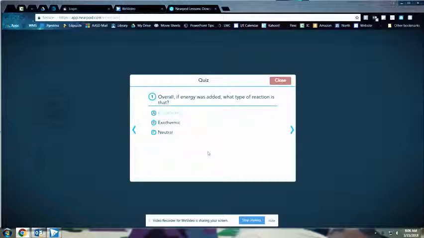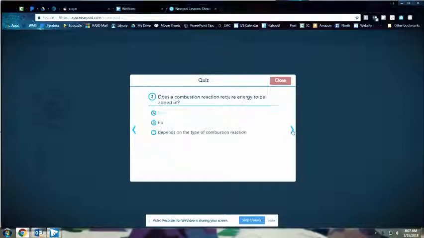So if we look at a little quiz on some energy questions, number 1 says, overall, if energy is added, what type of reaction would that be? And as you can see, we have endothermic is highlighted here, so that would be correct. So if you had an endothermic reaction, overall, you put in more energy than what you got out of it.